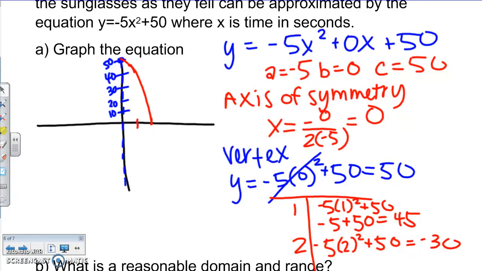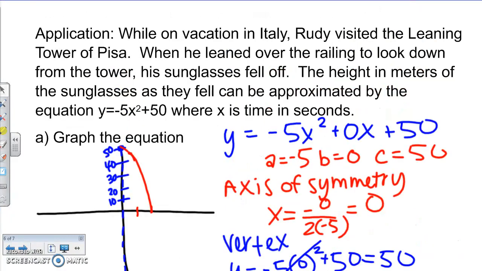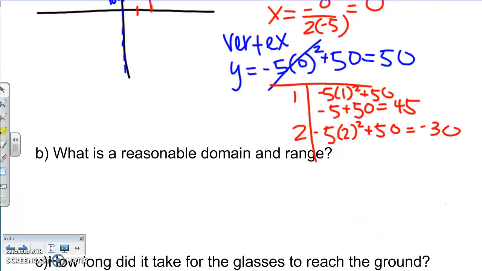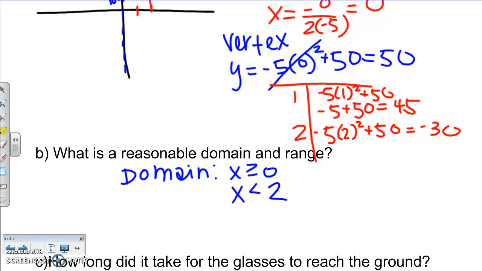Now, domain and range. If domain is time, we know that there's some restrictions on time. We cannot have negative time. So, x has to be greater than or equal to 0. And it also has to be less than 2. We don't know exactly the number. I haven't taught you how to do that yet. But if I go 2, it's already going to be all the way down here. So that's not going to work. This is because I'm talking about time.